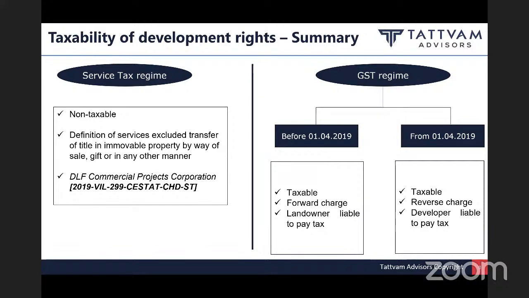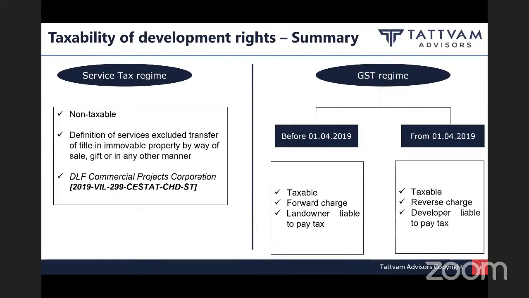For joint development agreements which are entered after 1/4/2019, for all these agreements, on the taxability of development rights, there is no tax in the hands of the landowner. Taxability is under reverse charge in the hands of the developer. Further, there are certain exemptions which we will discuss in a later part of the slides. So after 1/4/2019, no tax liability in the hands of the landowner. The entire entry of transfer of development rights is now covered under the reverse charge mechanism. So tax, if any, has to be paid by the developer under the reverse charge mechanism. So this is the sum and substance of the entire taxation of development rights.